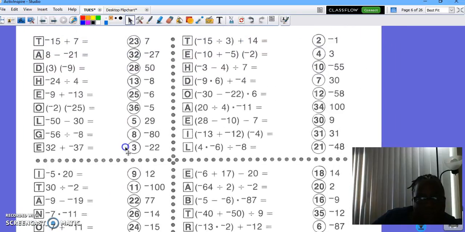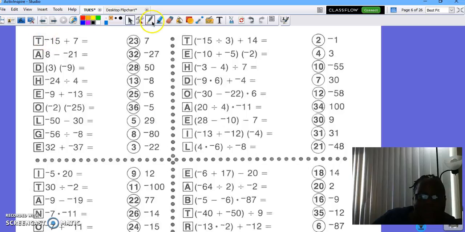I will do A. Look at this. I have 8 minus negative 21. Notice this is not just 8 minus 21, it's 8 minus negative 21. If we follow our addition rules, we're going to change it to addition. Change the sign of the second digit to negative 21. So I'm going to take this out, so now it's positive 21. And we follow our addition rules. Positive plus positive. What do we do when we have positive plus positive? Add, and it stays positive.